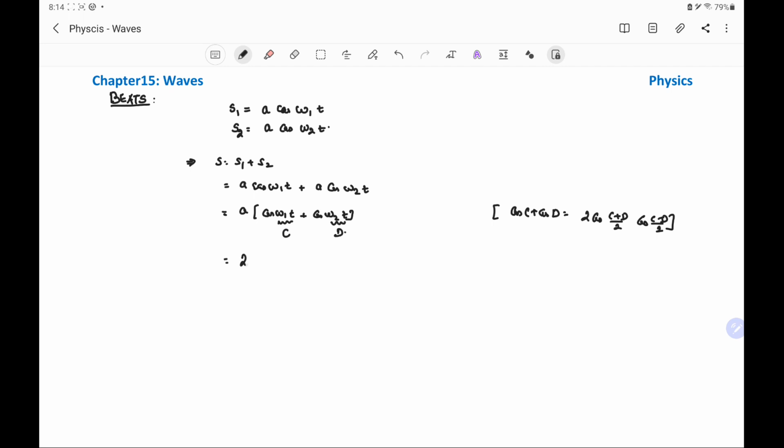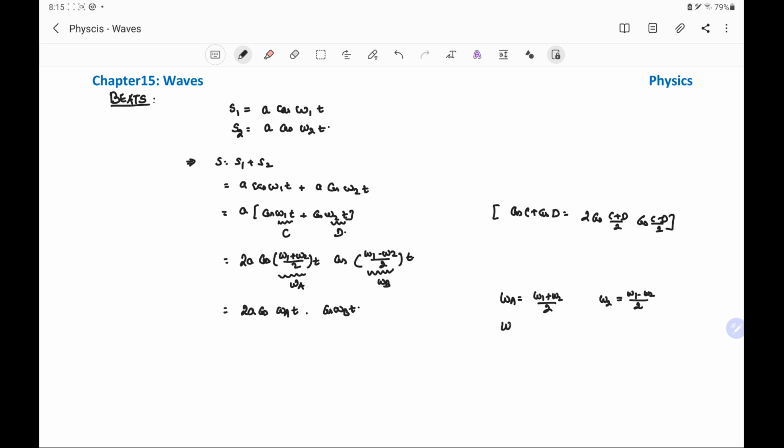So this is equal to 2A cos of (omega 1 plus omega 2) by 2 into t, and cos of (omega 1 minus omega 2) by 2 into t. Let's suppose (omega 1 plus omega 2) by 2 is omega a and (omega 1 minus omega 2) by 2 is omega b. Therefore, we can write it as 2A cos omega a t into cos omega b t. Here omega a is equal to (omega 1 plus omega 2) by 2 and omega b is equal to (omega 1 minus omega 2) by 2.